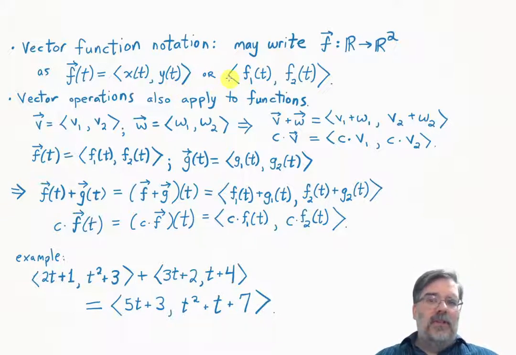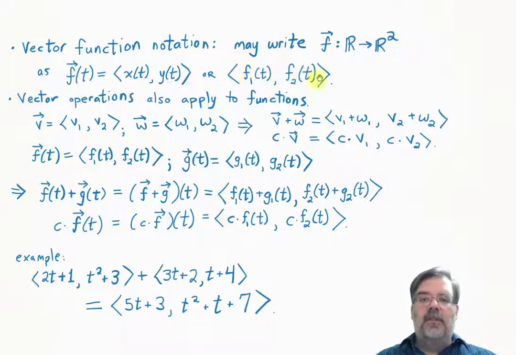Also, we might use something similar to vector notation, right? We might use the letter used for the vector function, but subscripts for each component. So the vector function f of t would be represented with the functions f1 of t, comma, f2 of t.